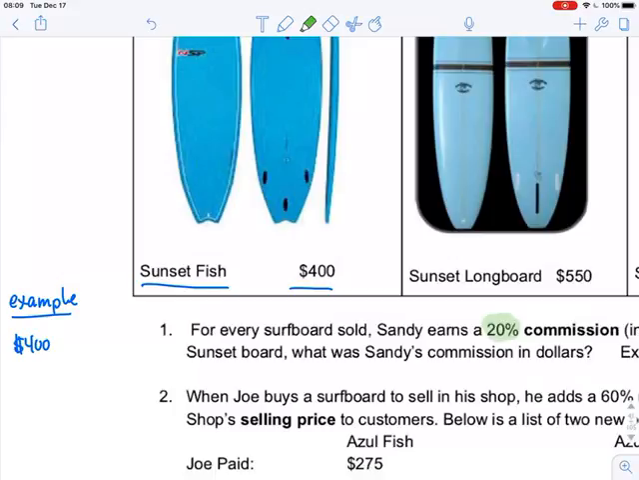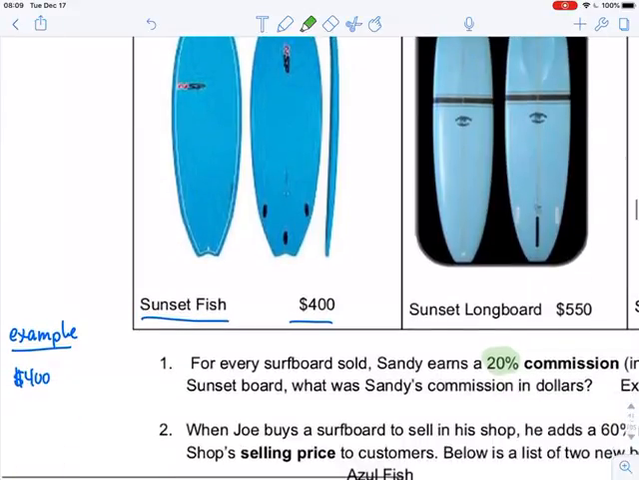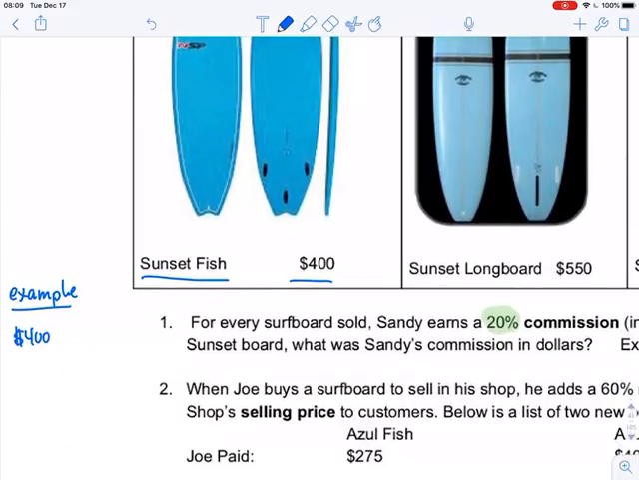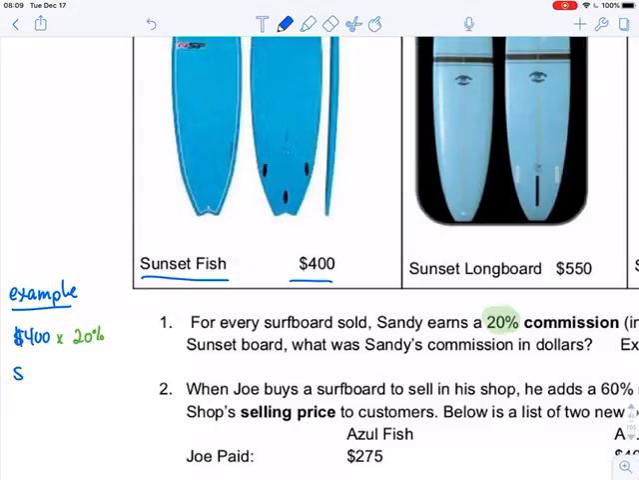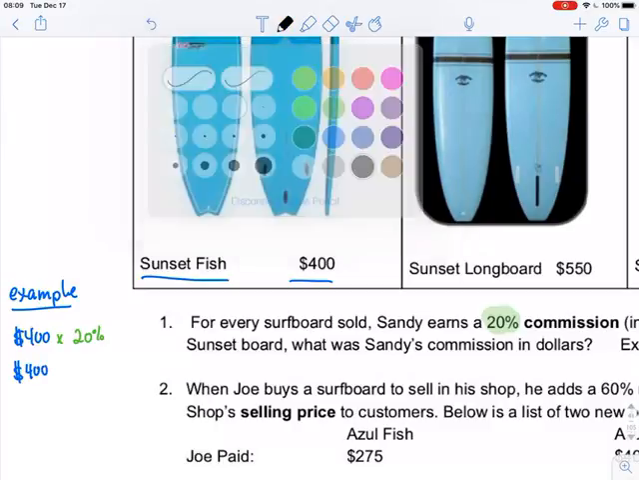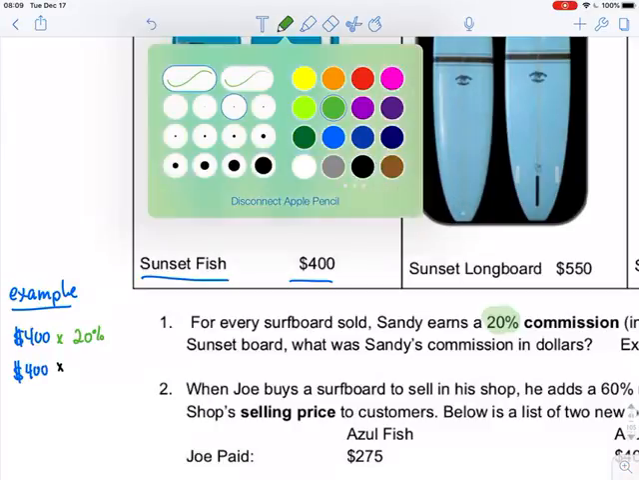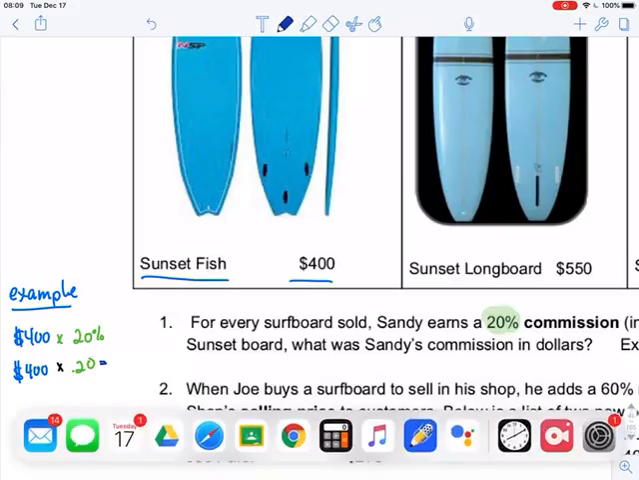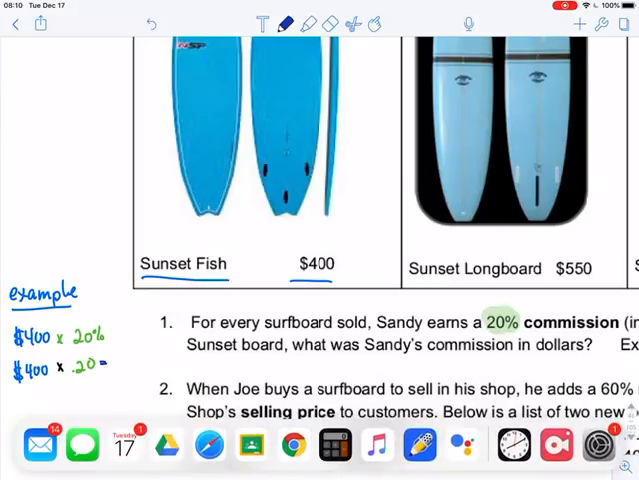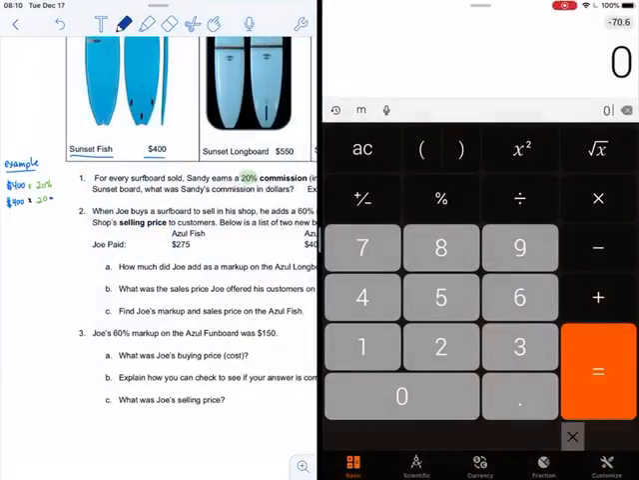So Sandy earns 20%. So I'm going to multiply this by 20%. Now 20% is the same as 0.20. So remember, when you're using decimals in calculations, you need to actually multiply by its decimal equivalent. This is 0.20. When you multiply those together, I'll show you in the calculator, even though some of these items you should be able to do in your head.